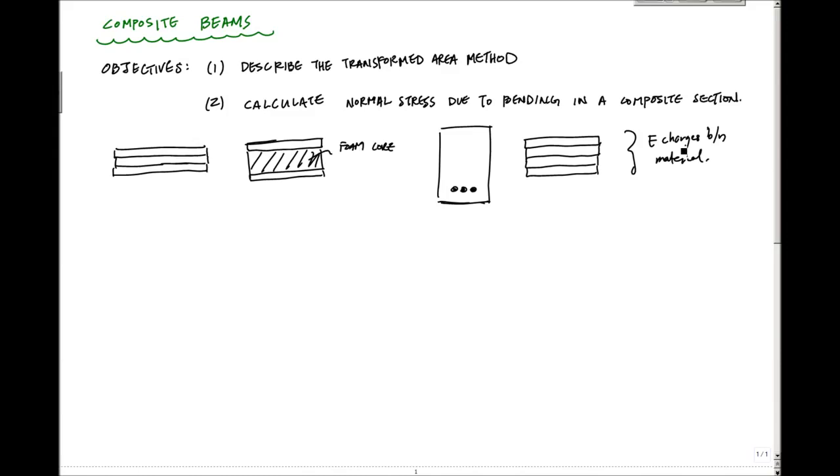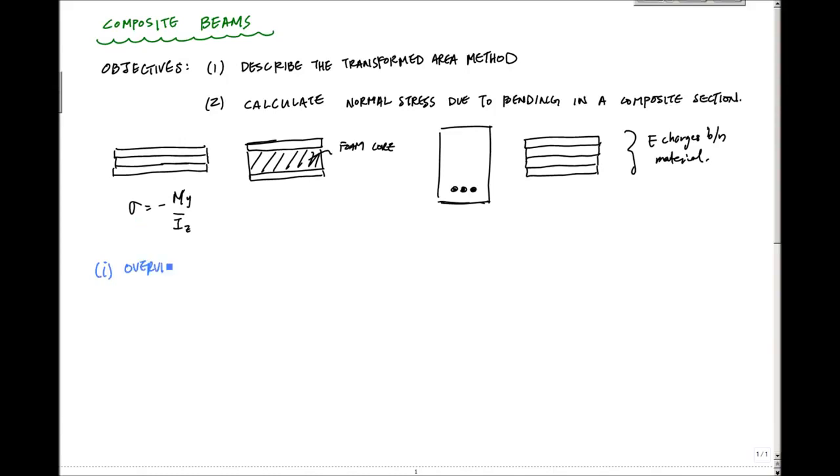What we want to do in this video is talk about how to analyze them so that we can calculate stresses due to bending. One of the ways to do that is called the transformed area method. We'll talk about how to do that and how it helps us calculate normal stress due to bending in a composite section. The idea of the transformed area method is to take this section of multiple materials and transform it into an equivalent area of one single material, so that you can use sigma equals minus My over I z, the flexure formula, to calculate your normal stresses. So let's take a look at what a composite beam is in a little more detail.